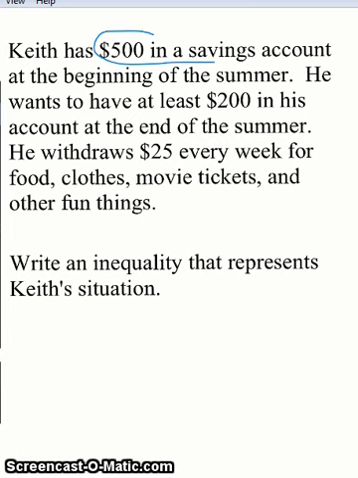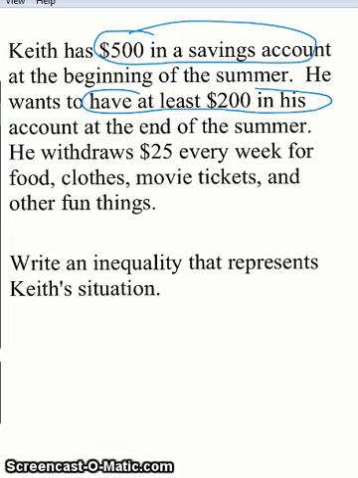Keith has $500 in his savings account at the beginning of the summer. He wants to have at least $200 in his account at the end of the summer. He withdraws, that means removes or takes out, $25 every week.